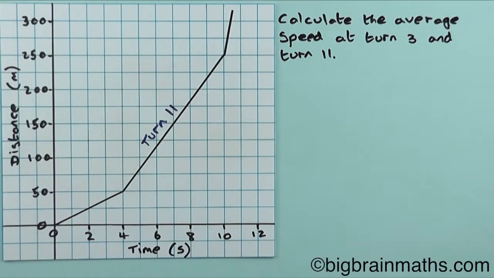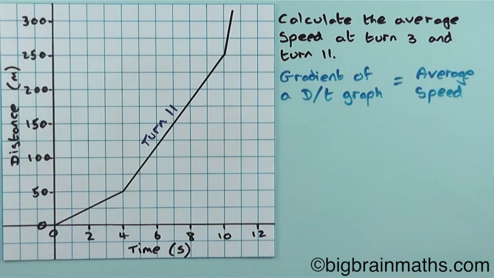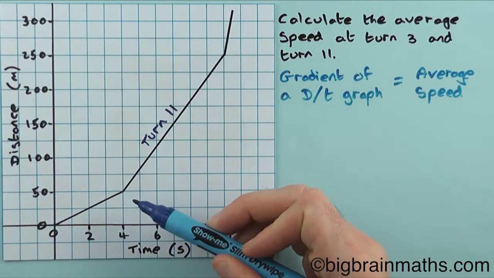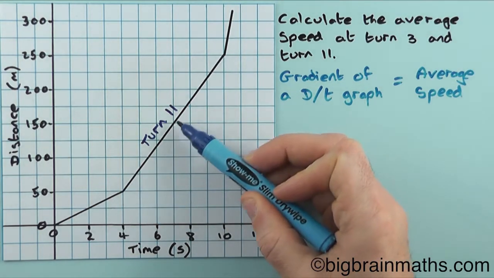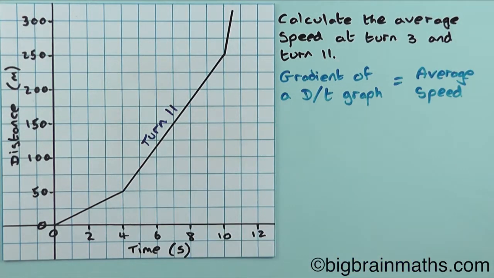Now I'm going to teach you the second method to calculate the average speed from a distance time graph. And this method is called the gradient method. Now remember, the gradient of a distance time graph equals the average speed. So to calculate the average speed at turn 11, we need to work out the gradient of this part of the graph, which is the part of the graph for turn 11.